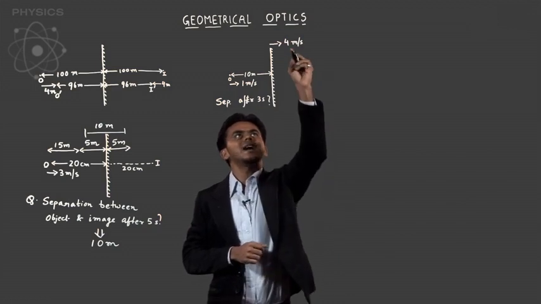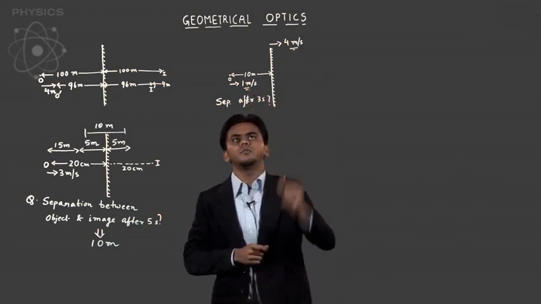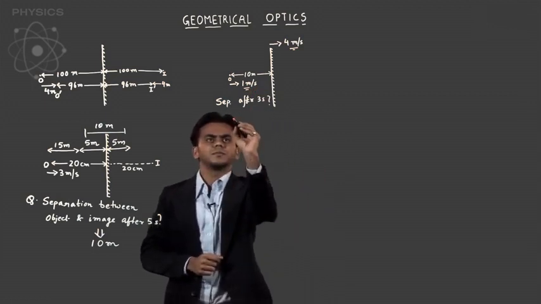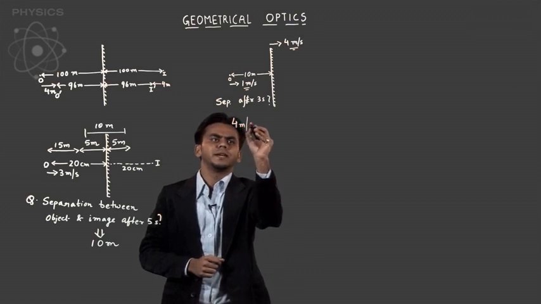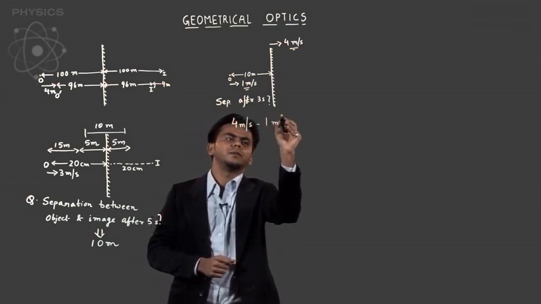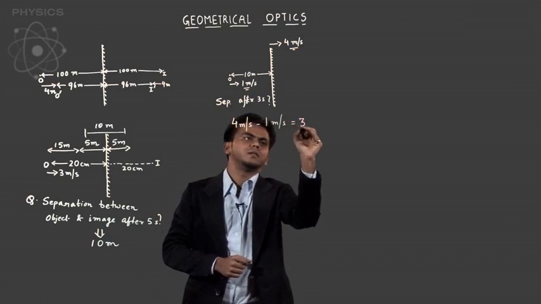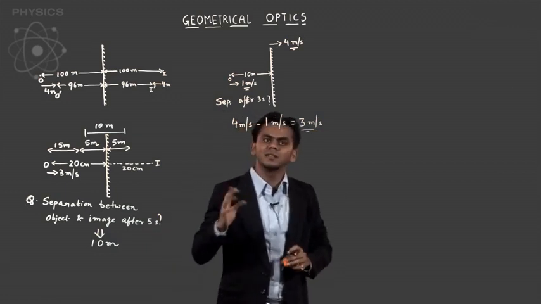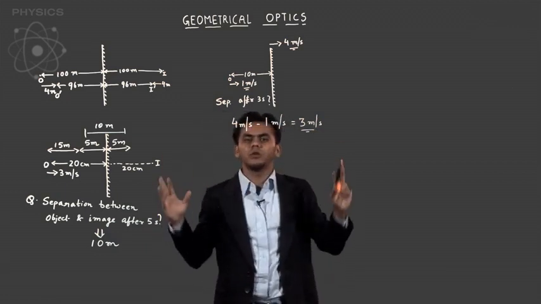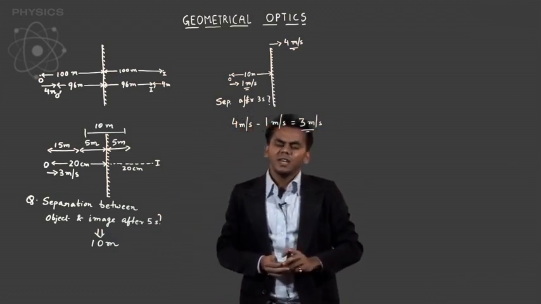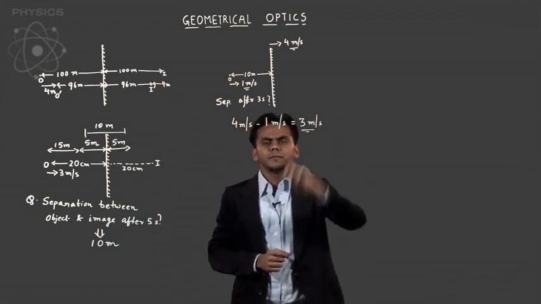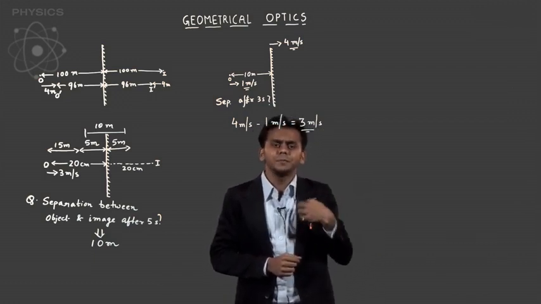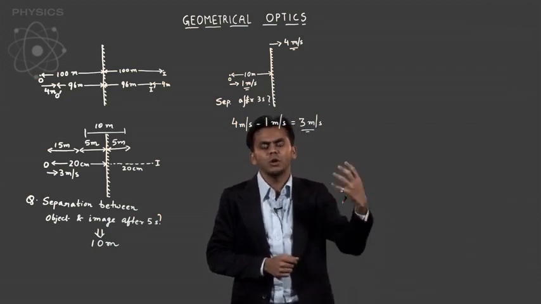But here this is higher, this is lower, so there would be an increase in separation of the object from the mirror, and that rate is 4 meter per second minus 1 meter per second, which is very easily 3 meter per second. So this is the rate at which the object is getting separated away from the mirror. If the object is getting separated away from the mirror, even the image would be separated away from the mirror with the same rate, and separation means speed in the opposite direction, in the opposite sense.